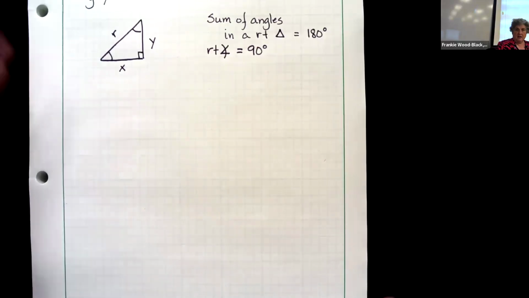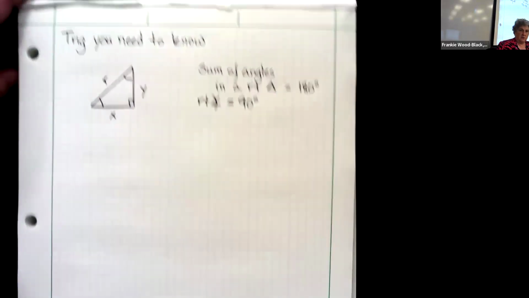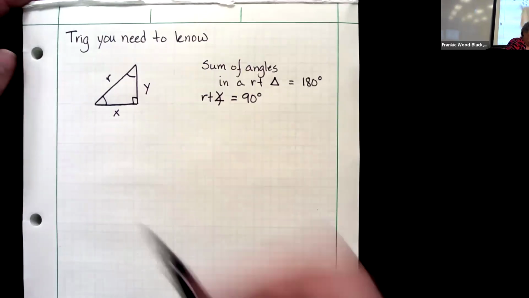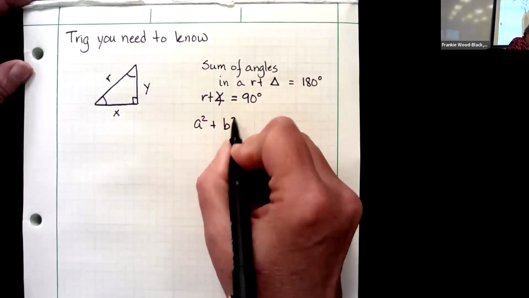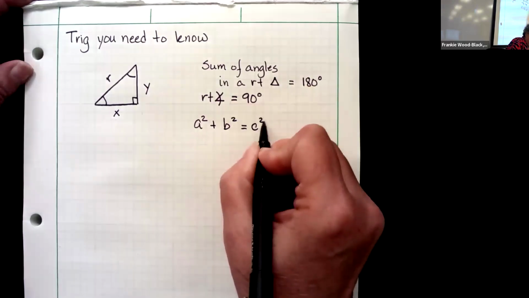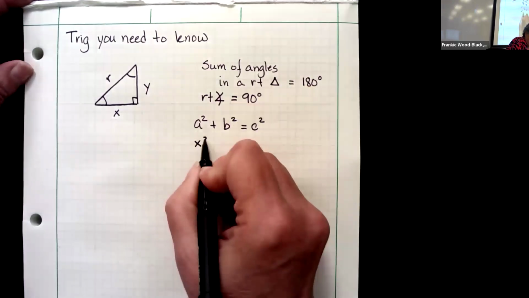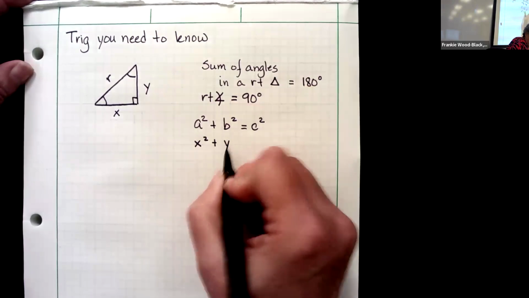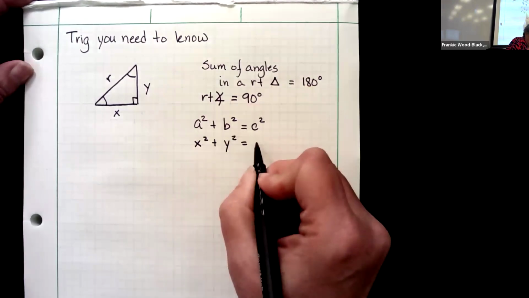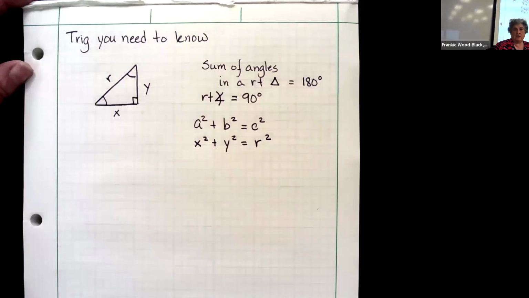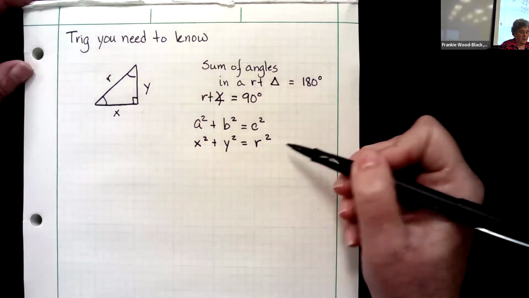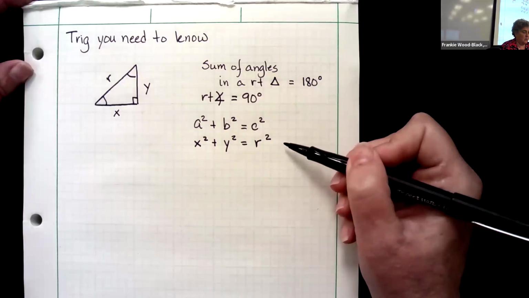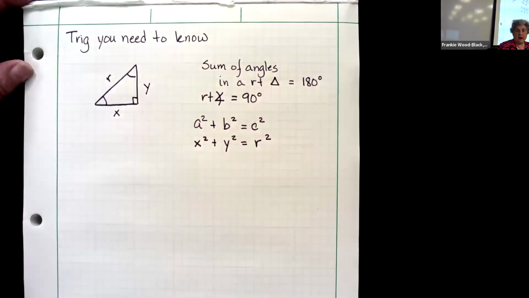One of the other things that you know about this is the good old Pythagorean theorem that says a squared plus b squared is equal to c squared. And in this case, if we write it with respect to our triangle, it's going to look like this. So that's just the Pythagorean theorem, and now we've got it in terms of the way that I drew my triangle.